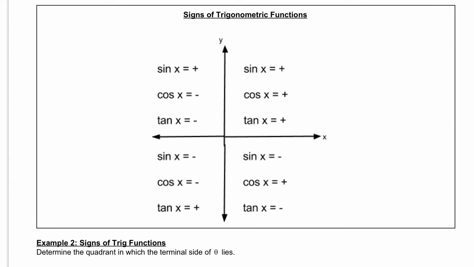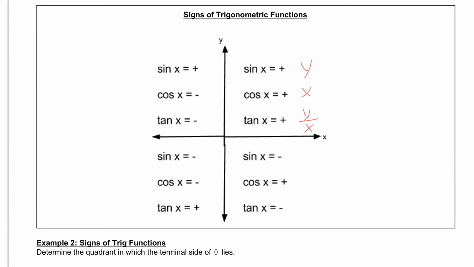Before we do example 2, we're going to take a look at this chart right here, which is the signs of your trig functions. Now you don't necessarily have to memorize it, but let me go over how we got the signs in each one. One thing we want to remember is sine is the same thing as our y values, cosine is the same thing as x, and tangent is y divided by x.